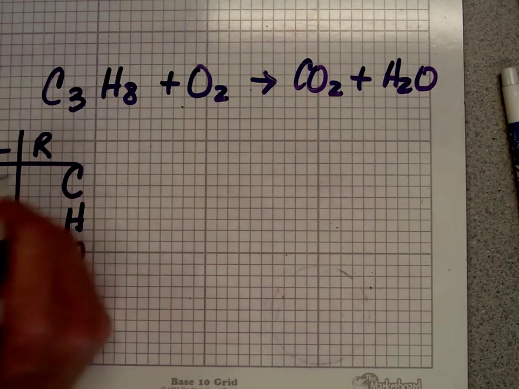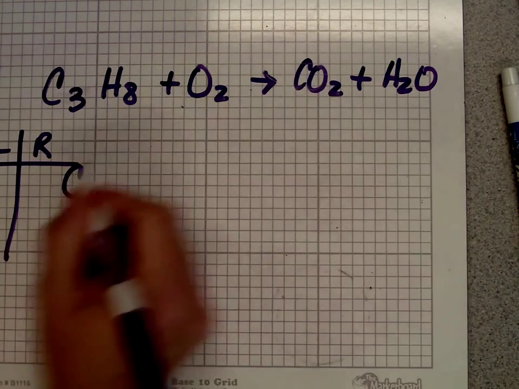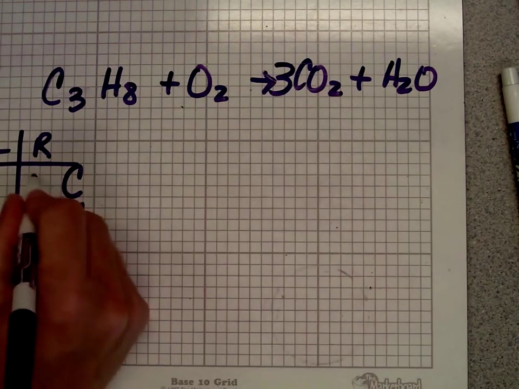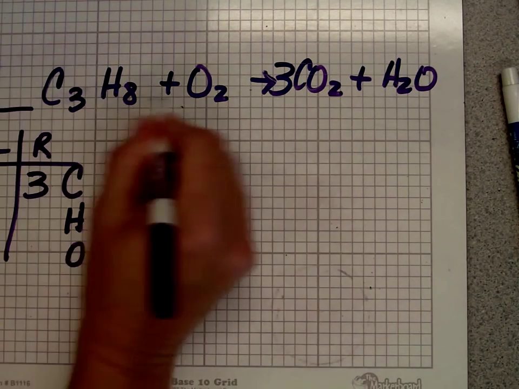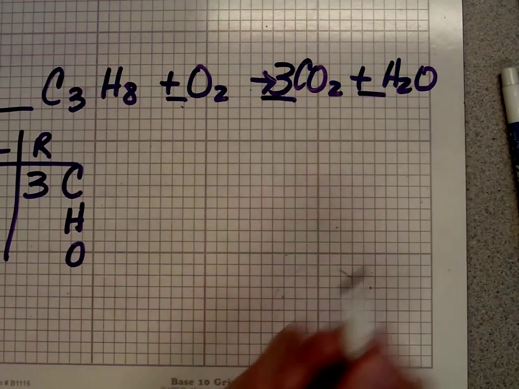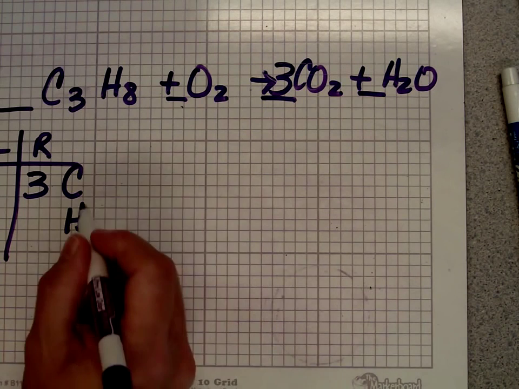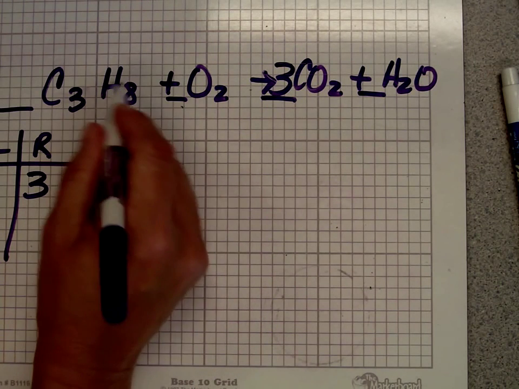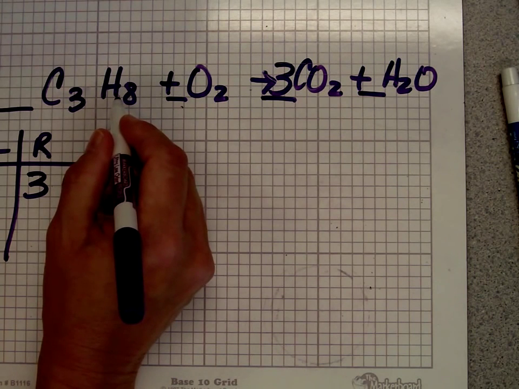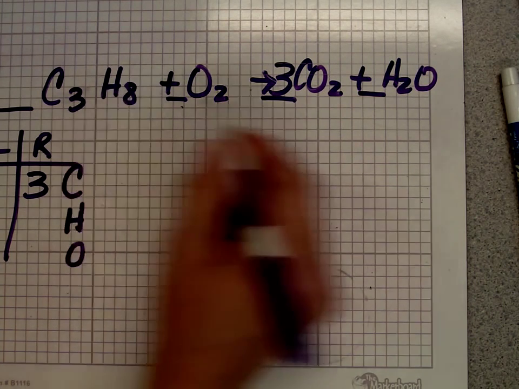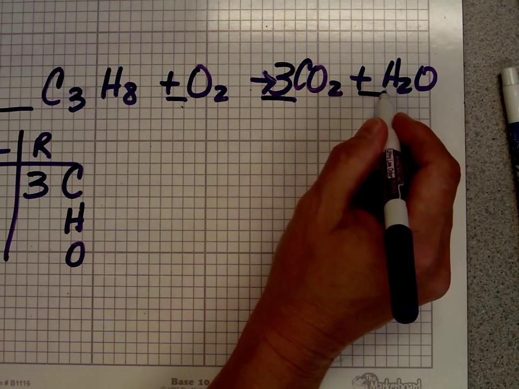Carbon on the left, 3. Carbon on the right, 1. So I'm going to change that right away before I even write it down. Now I have 3 on each side. And again, remember, you can only change coefficients. You can't change subscripts. How much hydrogen do I have on the left? I have 8. 8 atoms, 8 molecules, 8 moles, 8 whatever, but I have 8 on the left. And on the right, I only have 2.